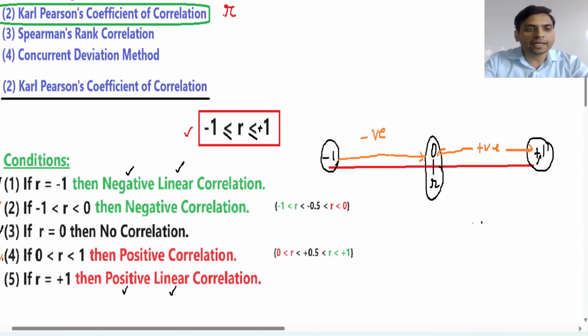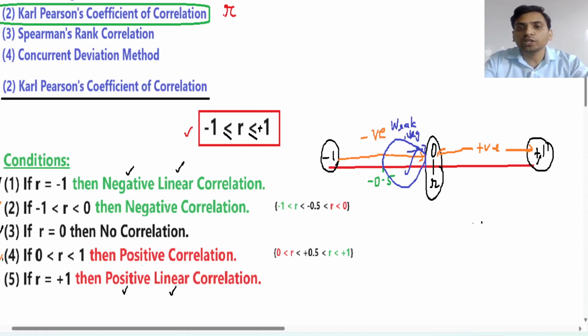And for the second and fourth conditions, the value of r lies between -1 and 0, and the middle value is what? The middle value is 0.5. This is -0.5. So if the value of r lies in this region, meaning more than -0.5 and less than 0, there is weak negative correlation, as this value is towards 0.